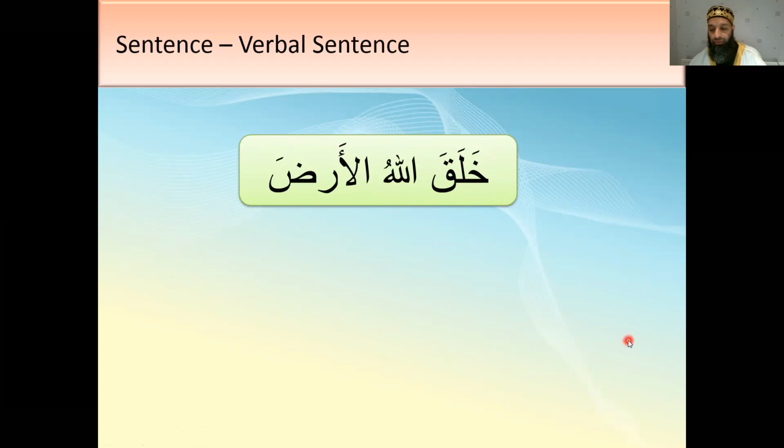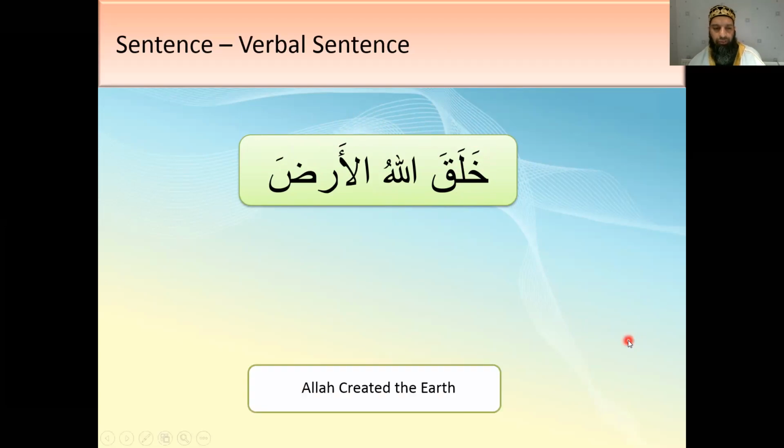Does majroor ever feature? So khalaqallahu al-arda. No, al-ardi wouldn't come unless there was a harf jar in front of it. If one of those majroor-making words came before it, then you'd get majroor. Otherwise, it's not going to be majroor. It's going to be mansoob. Thank you.